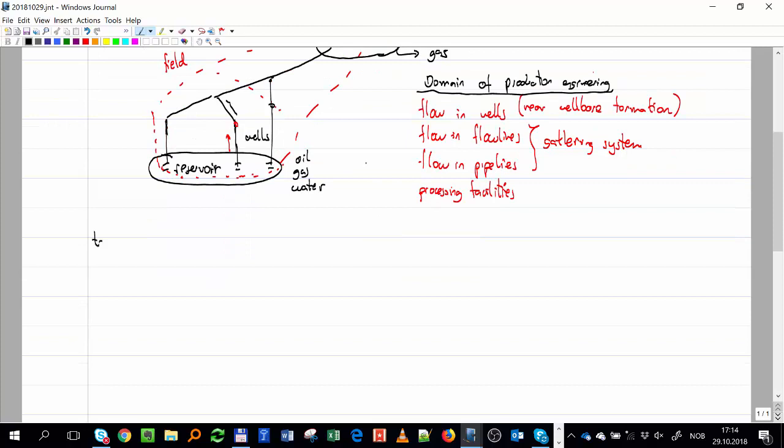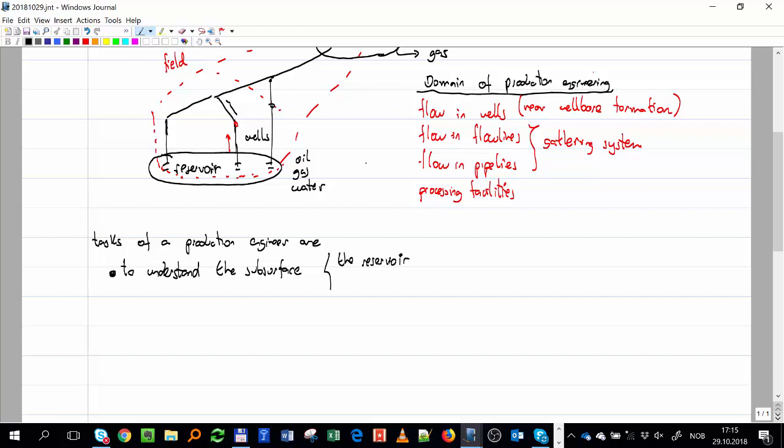So the tasks of a production engineer are to understand the subsurface. Okay, we have to understand what we have down there. Not only the amounts, not only the pressure, but we have to know what are the characteristics of that formation. How much can we produce from that? How much gas and how much water we are going to produce from there. So we have to understand the reservoir, basically.